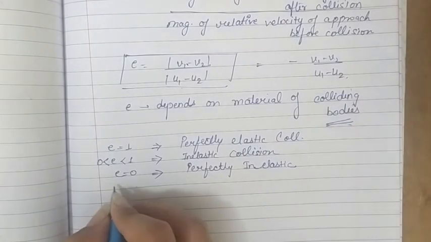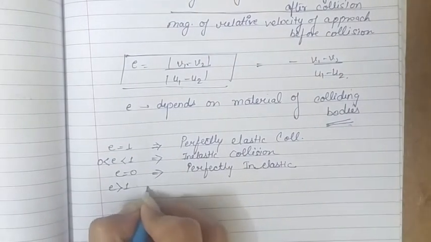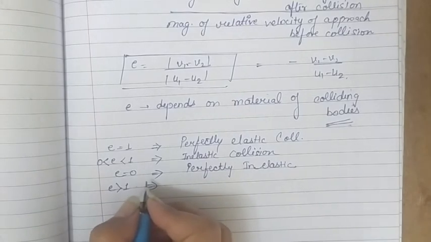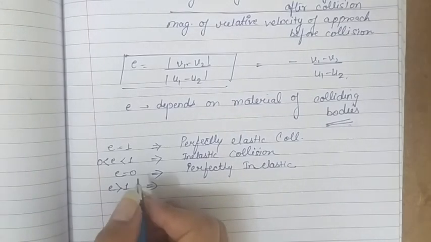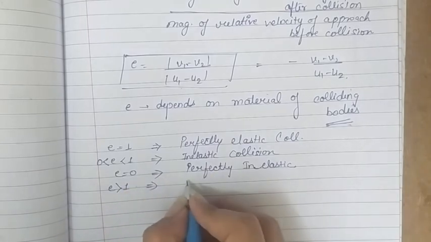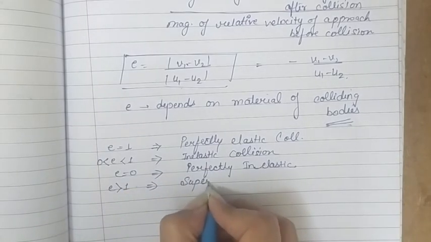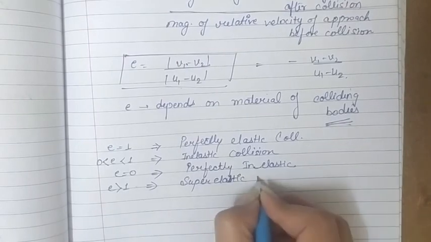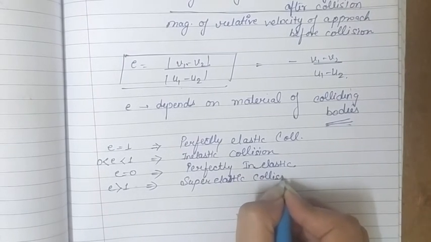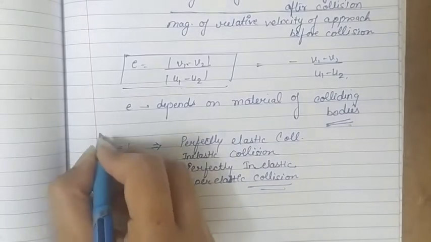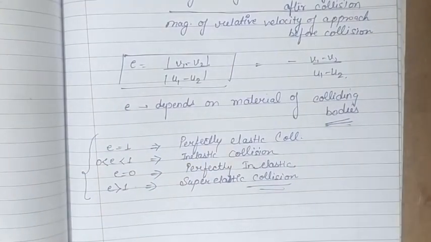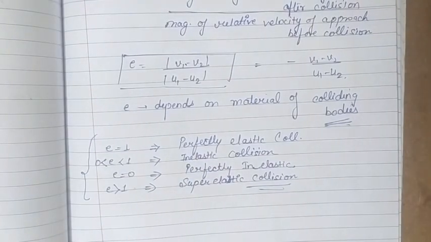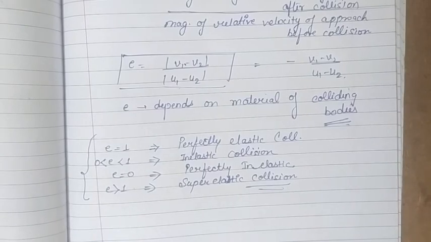Now if e is greater than 1, that means the kinetic energy increases. So such type of collision is called super elastic, or we also call them explosive collision, right? These are the values of e which help us to judge whether the collision is elastic, inelastic, or super elastic.